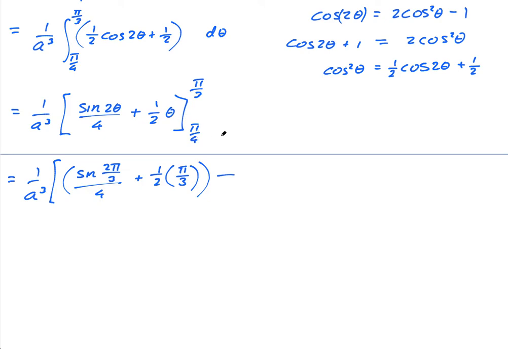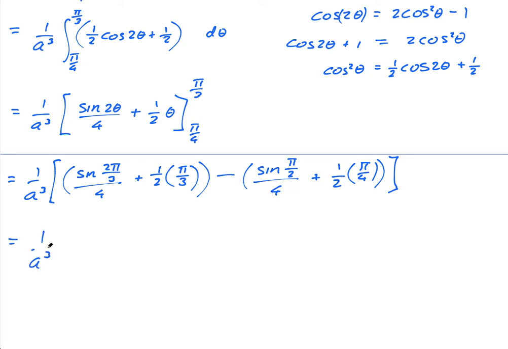Now I'm going to sub in pi over 4. So this is sine, brackets, sine 2 times pi over 4 is actually just going to be pi over 2, and that's all over 4, plus a half times pi over 4. Close this and close this big bracket. Right, at this point I should probably look at what they want me to find, but let's keep going because this is fun.